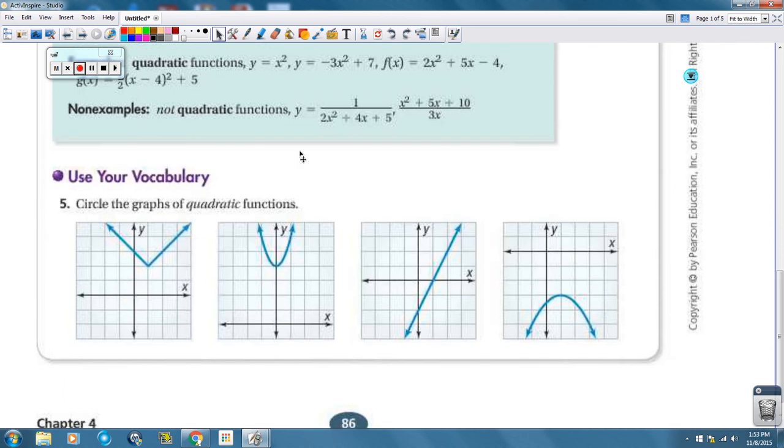So then you want to circle the ones that are quadratic. So this one and this one. This is absolute value, so it's not, and this is linear, so it's not. Okay, so let's go to the next page.